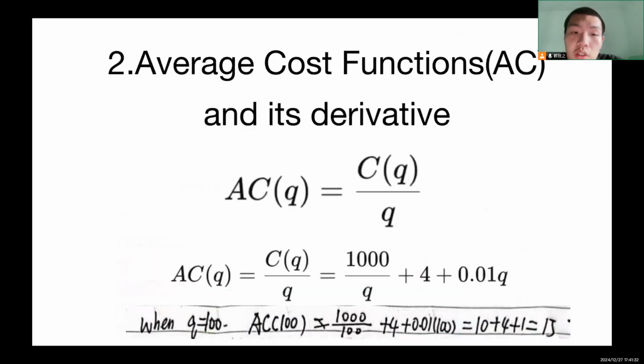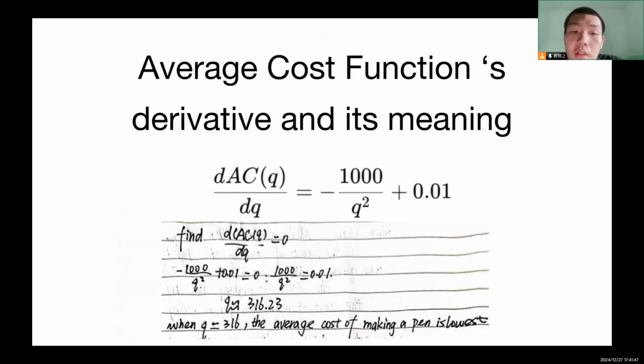Then the average cost function is written as C(Q) divided by Q, meaning the cost of each pen when you make Q pens. And you can see when you make 100 pens, it costs 15 per pen. And the derivative of the average cost function is to find the least cost of making one pen. So when the derivative equals 0, which means making around 316 pens, the average cost of making a pen is the lowest.